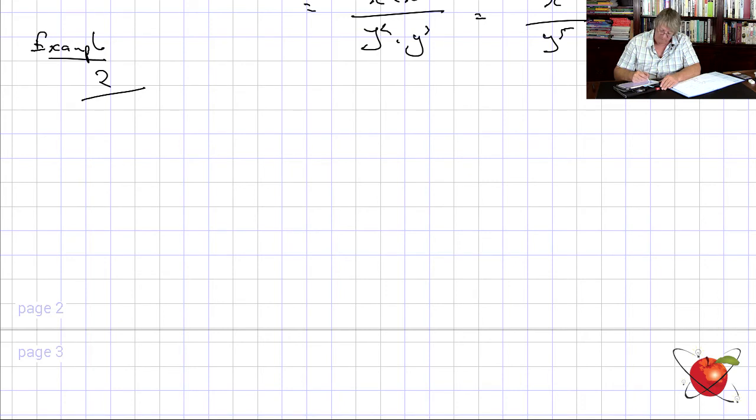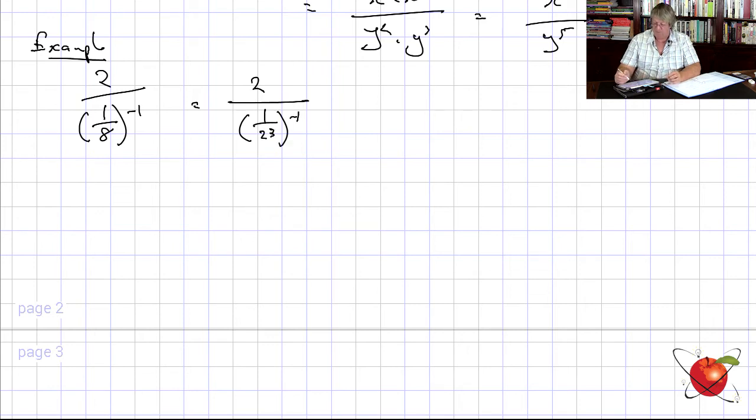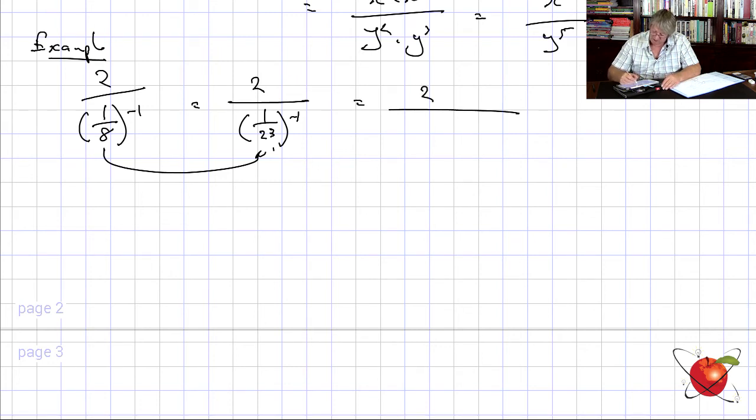2 over 1 over 8 to the minus 1. First of all, prime factor. 2 over 1 over 2 cubed to the minus 1. Can you see the 8 has become 2 cubed? That's our prime factors. Secondly, remove brackets. Can you hear the recipe yet? It's 1 to the minus 1 over 2 to the minus 3. I've now moved that inside the bracket.